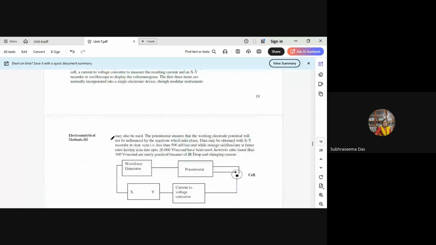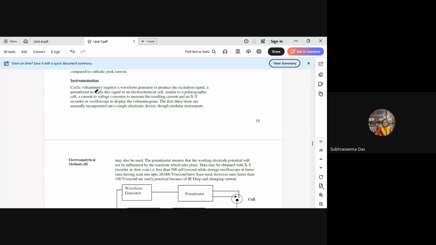Now coming to the instrumentation of CV. CV requires a waveform generator to produce the excitation signal, a potentiostat to apply this signal to the electrochemical cell similar to a polarographic cell, a current voltage converter to measure the resulting current, and an XY recorder or oscilloscope. The first three items are actually all present together in a single device.